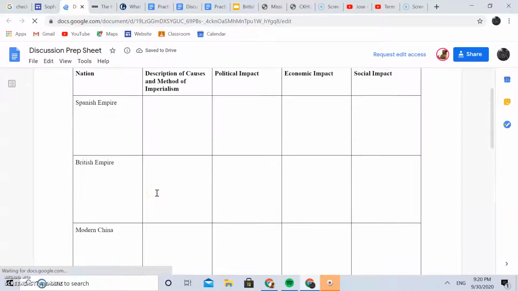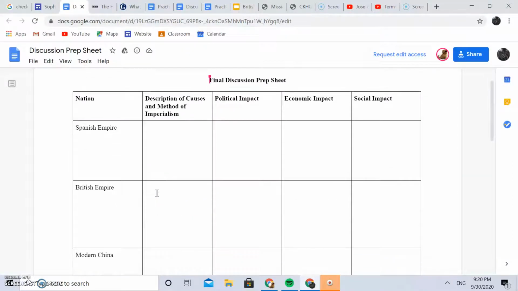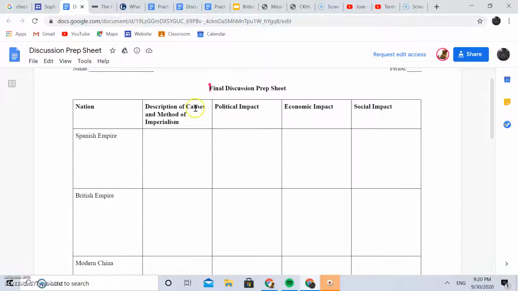First, it's like a little chart, so they can summarize some of the things that have already happened. So description, causes, and method of imperialism in the far left column, and then the rest is political, economic, and social, so they can talk about it in terms of the colonizers or the empire builders, and also those subjugated. I hope there's a section for both.